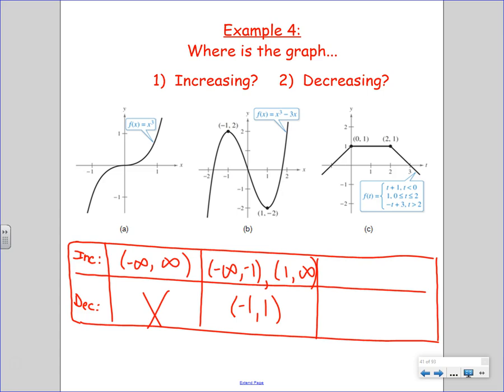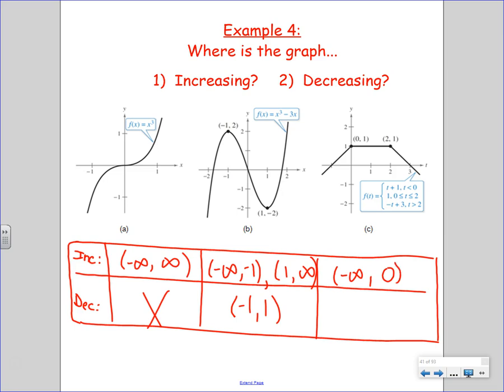How about letter C? Increasing, let's start there. Good. It's going to be from -infinity as you move left. So -infinity all the way till 0. Remember, use the x, not the y.